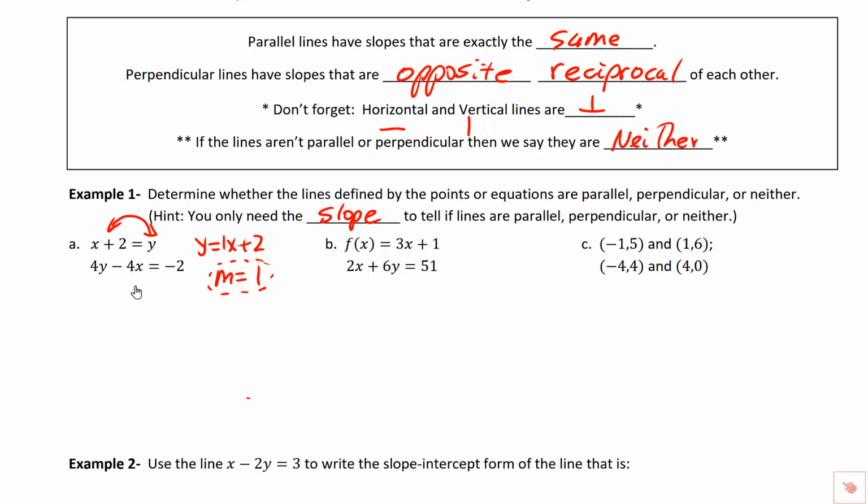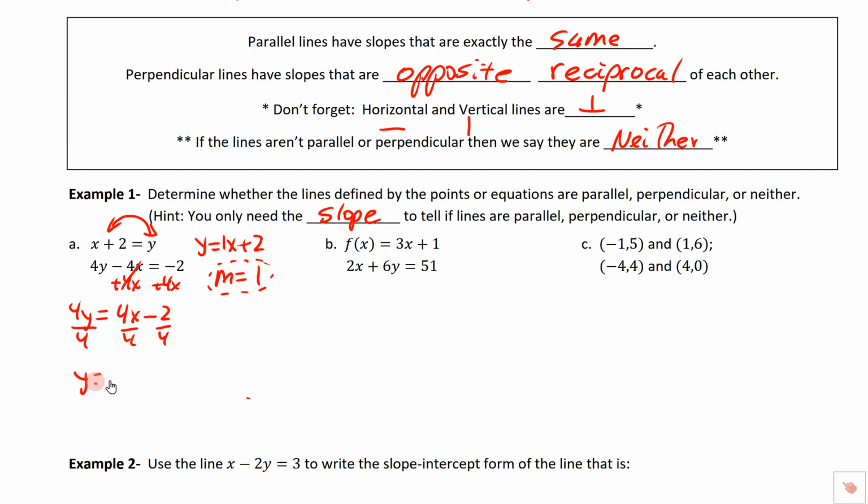This one, we've got to move it around. So I'm going to move the 4x to the other side. We're going to add 4x over here. So add the 4x. So we get 4y equals, those are going to cancel. Again, I'll write the x first. And then we're going to divide everything by 4. Every term on both sides gets divided by 4.